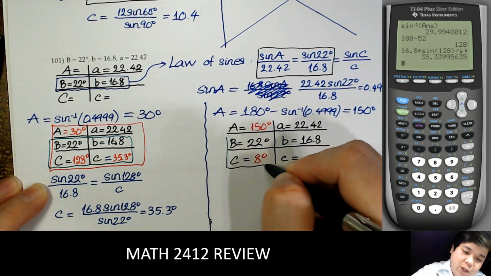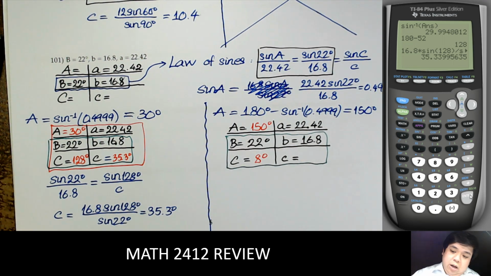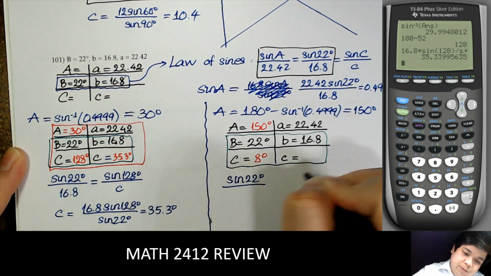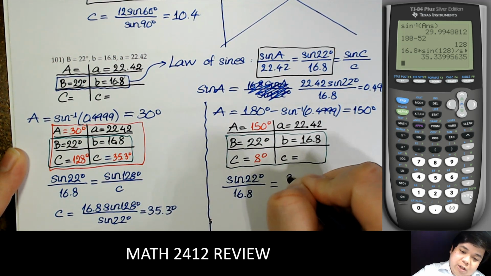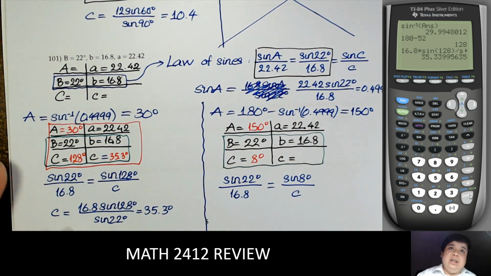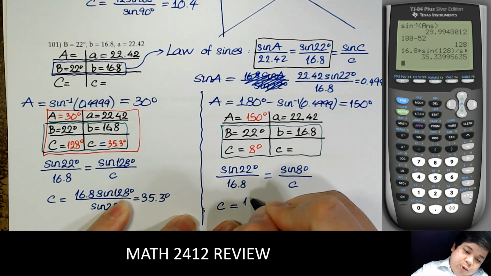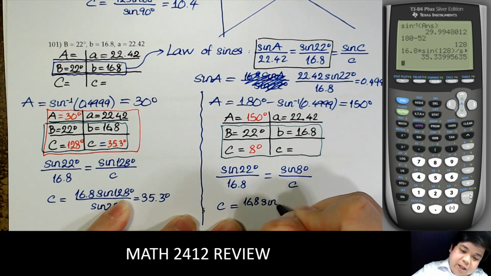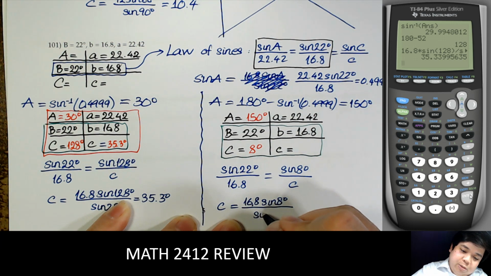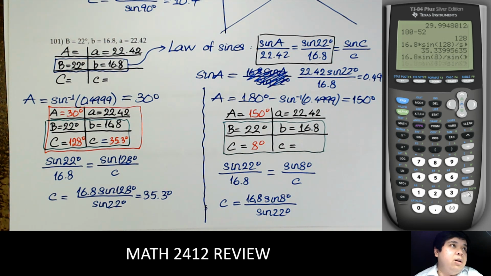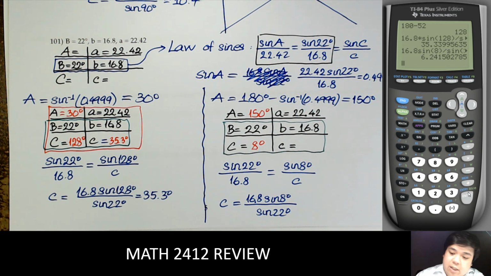And then we'll just use the last two. Cross multiply, let's set up the law of sine. Sine of 22 degrees over 16.8 equals sine of 8 degrees over little c. So cross multiply, c is equal to 16.8 times sine of 8 degrees over sine of 22 degrees. So 16.8 times sine of 8 degrees divided by sine of 22. I have 6.24. I'll just say 6.2.